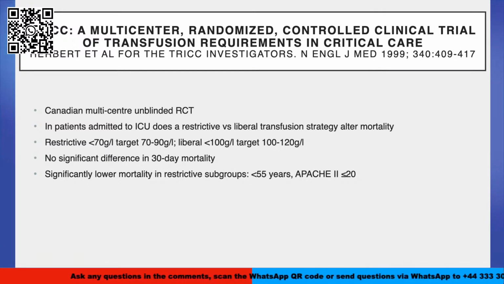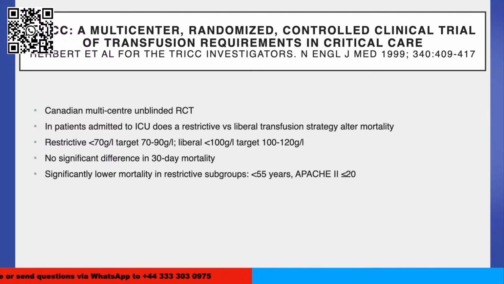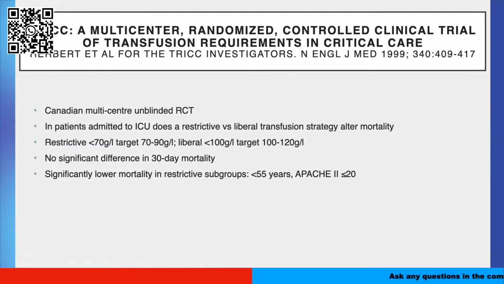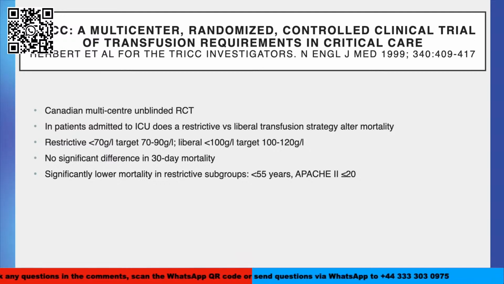So I'm going to now talk about 4 papers briefly, which have impacted upon our transfusion targets in critical illness. The first study I'm going to mention is the TRICC study, and this is quite old now, it's from 1999, and it was a multi-centre randomised controlled clinical trial of transfusion requirements in critical care. It was carried out in Canada, and patients who were admitted to intensive care received either a restrictive or a liberal transfusion strategy to see whether this altered their mortality.